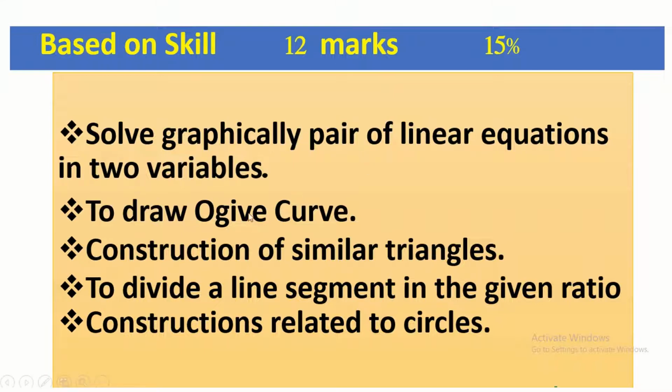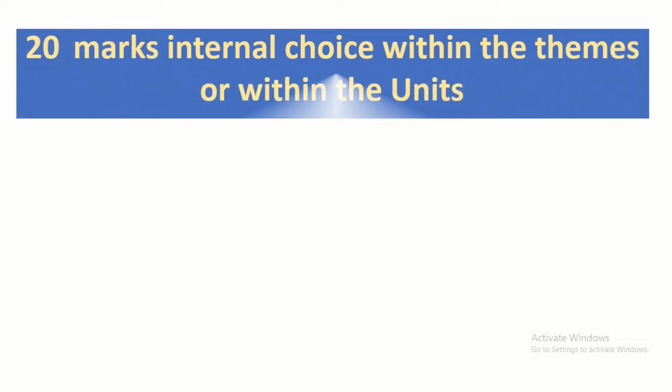Or to draw the ogive curve for the given data to find the median, and also the construction of similar triangles. For the given triangle you have to construct the similar triangles, that is also a skill based question. Or to divide a line segment in the given ratio, that is also a skill based question. And also construction related to circles, that is construction of the tangents. So these are the skill based questions for totally 12 marks or 15%.